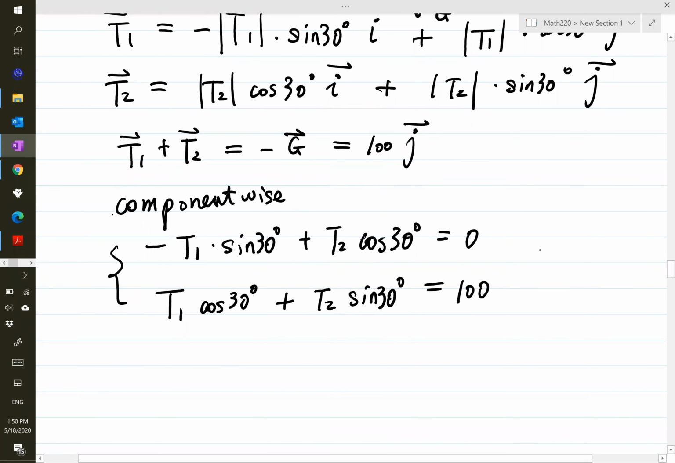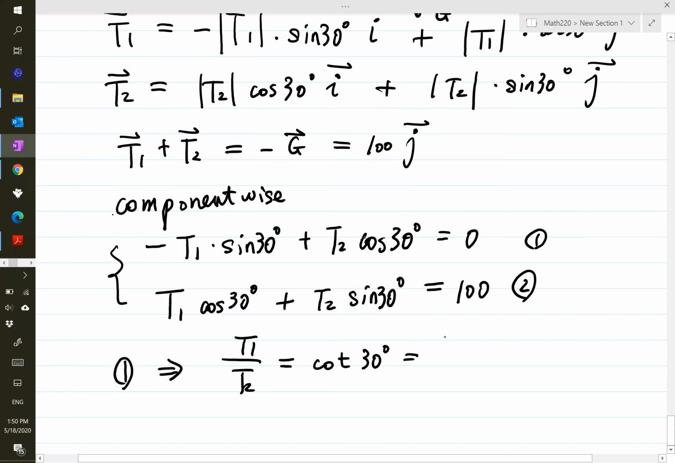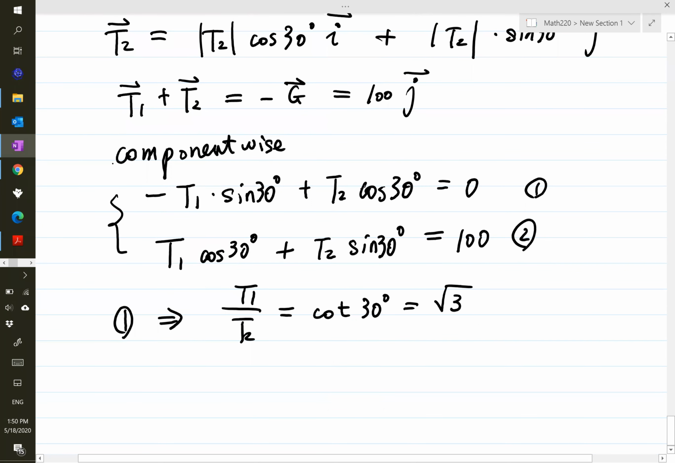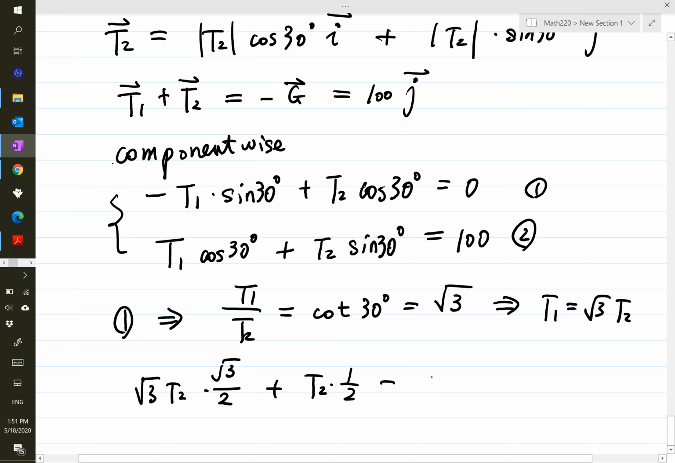Okay, this is very easy to solve. From equation 1, T1 over T2, which is cosine 30 divided by sine 30, which is tangent 60, so root 3. So T1 is square root 3 times T2. Plug into equation 2. Now cosine 30 is root 3 over 2. T2 is just T2. Sine 30 is 1/2. This is 100.